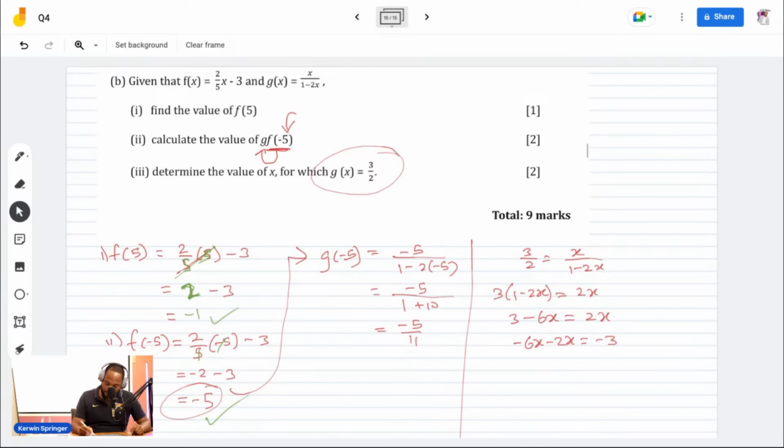So x is, how much x is this? This is negative 8x is equal to negative 3. So x is equal to 3 over 8, or negative 3 over negative 8. And we get there.